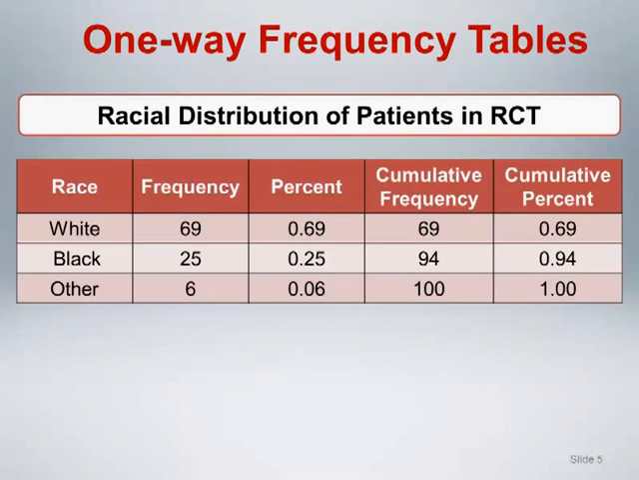Let's begin with an example looking at the racial distribution of subjects enrolled in a randomized controlled trial. The racial category of subjects is given in the rows of the table: white, black, other. In the first column of the table is the frequency or raw count of subjects in the trial in each racial category. There were 69 subjects categorized as white, 25 subjects categorized as black, and 6 subjects categorized as other. The third column in the table provides the row proportions or percentages of subjects in each category. The last two columns in the table provide the cumulative frequency and cumulative percent or proportion.